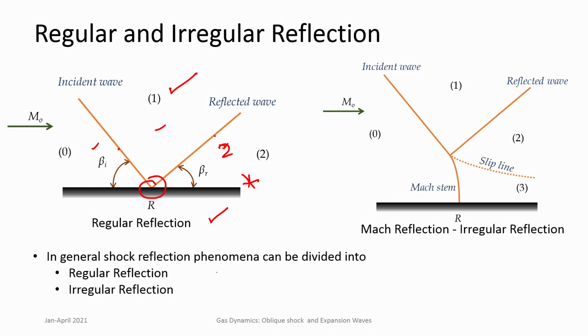When we talk about reflection in this course, mostly we will be dealing with regular reflections, but one should be aware that there are several others. Regular reflection is only a special case. There are several other kinds of reflection patterns, and one kind of pattern involves three shocks: you have an incident shock, you have a reflected shock, and you have what is known as a Mach stem.